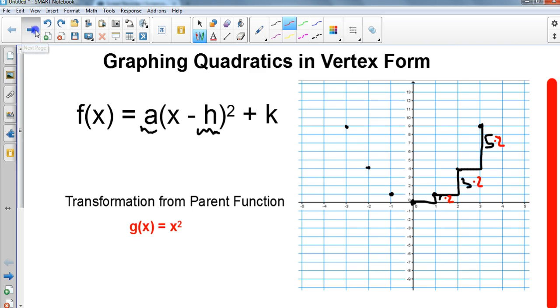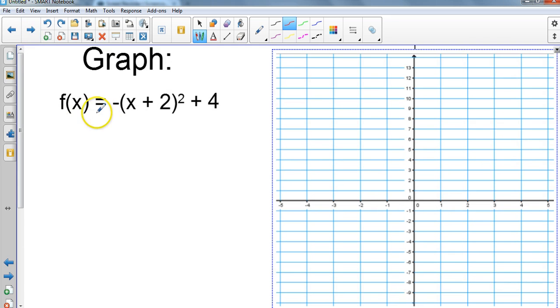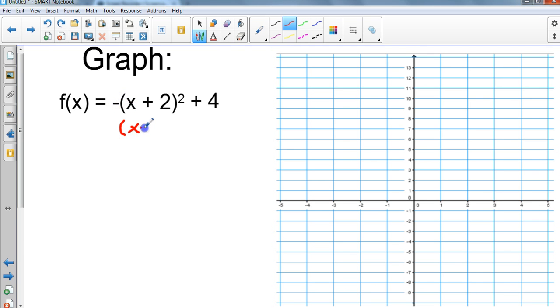So keeping that in mind, let's graph a couple. So here's one here. Notice the a is negative, so this graph should open down. Okay, so now we have x plus 2. In our general vertex form, we have x minus h. So to make x plus 2 look like x minus h, we could think of adding 2 as the same as subtracting a negative 2. That's the same thing as x plus 2, but now we have x minus our h value, so h is going to be negative 2, and that's going to be the x-coordinate of our vertex.